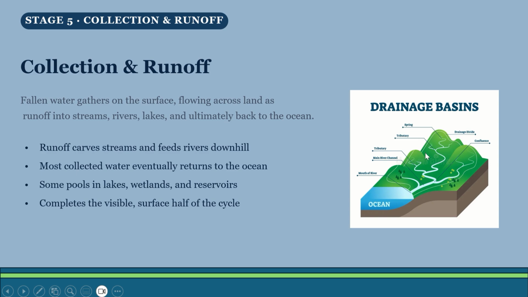I hope you are following. The first stage we talked about is evaporation, the next stage is condensation, and the third stage is precipitation, and the last stage is collection, where the rains are collected on the surface of the earth. So below you will see 4 points of collection and runoff.